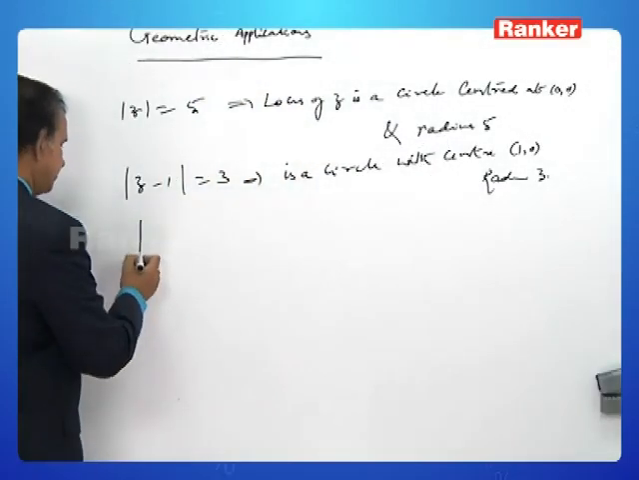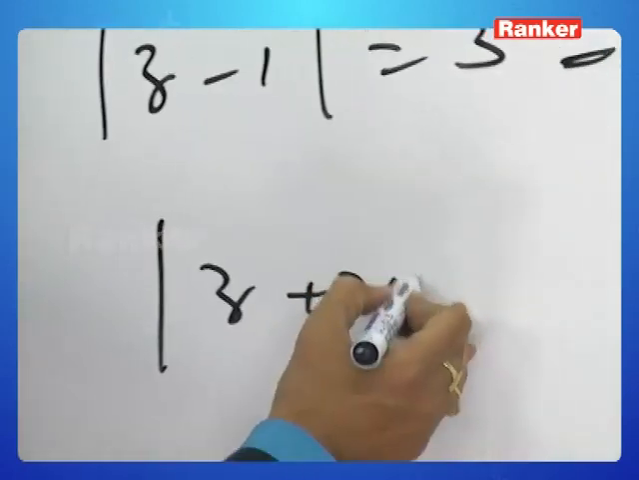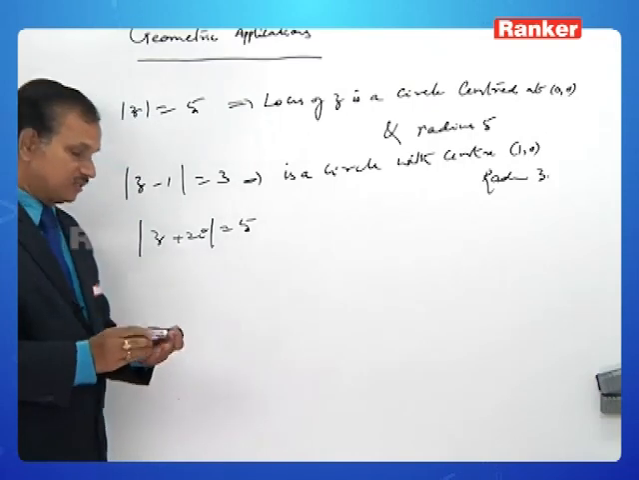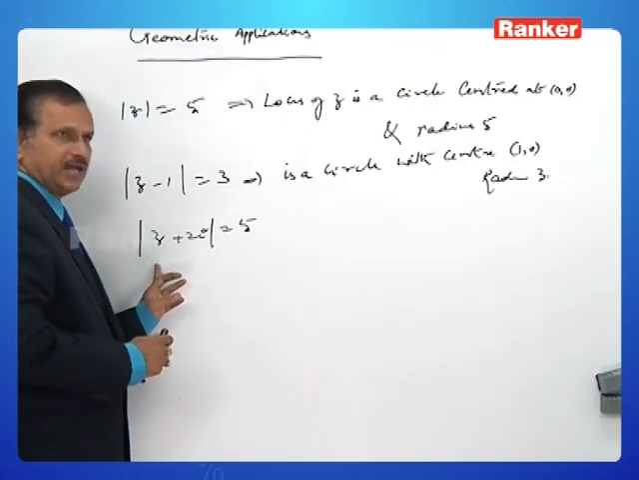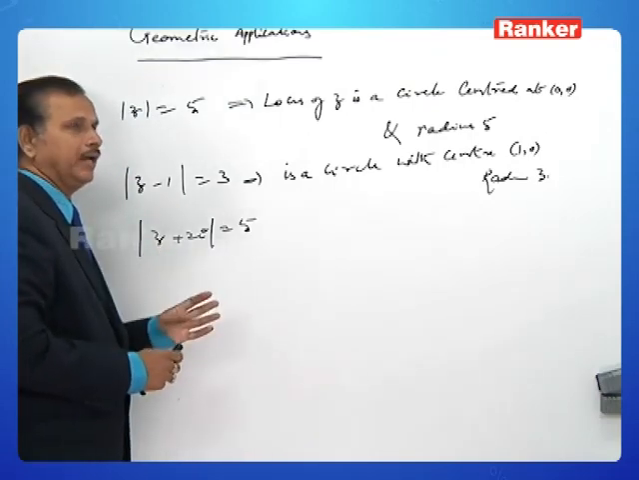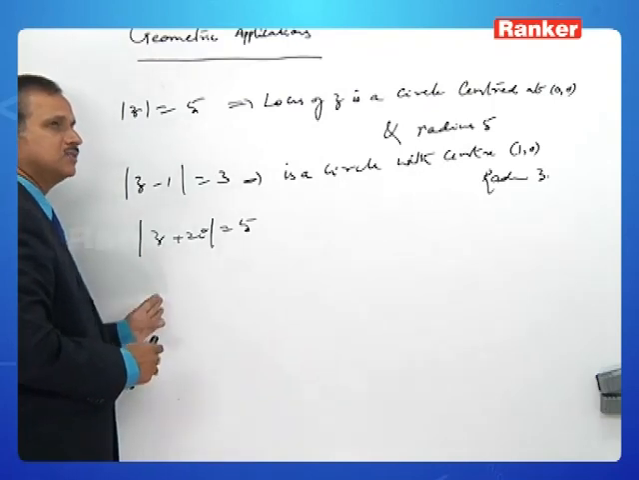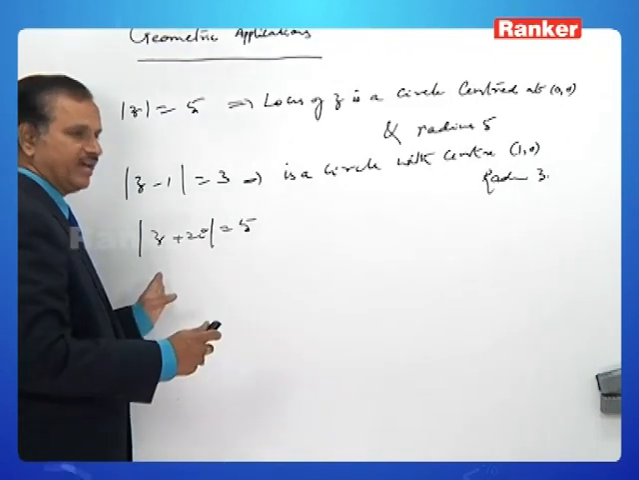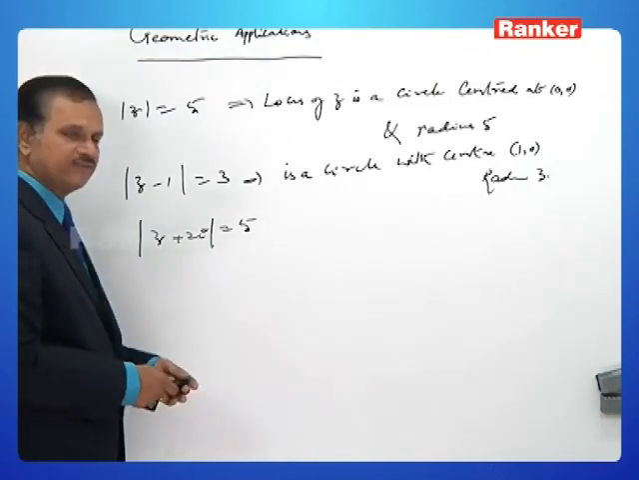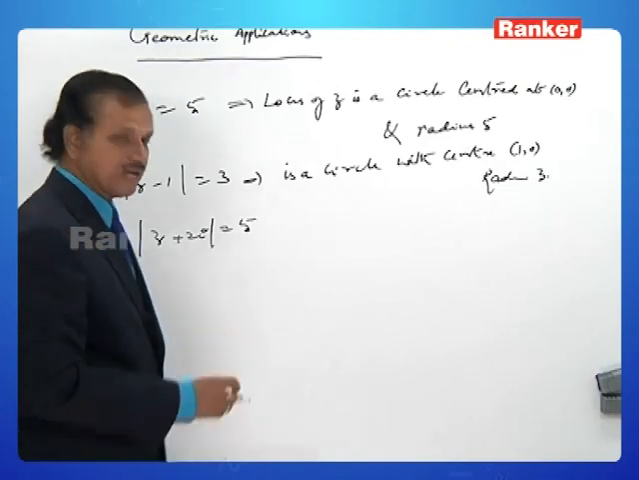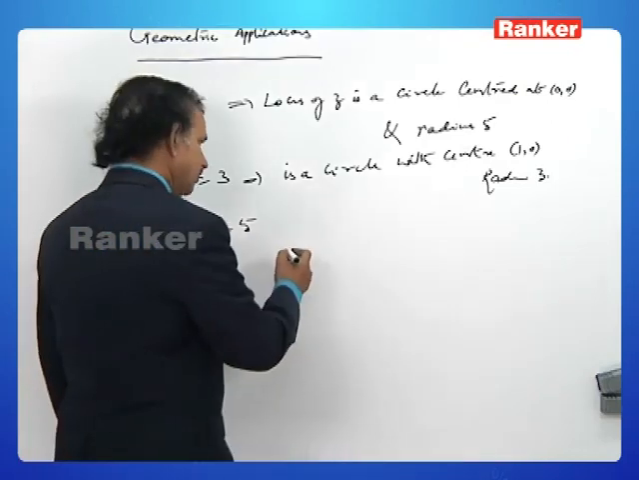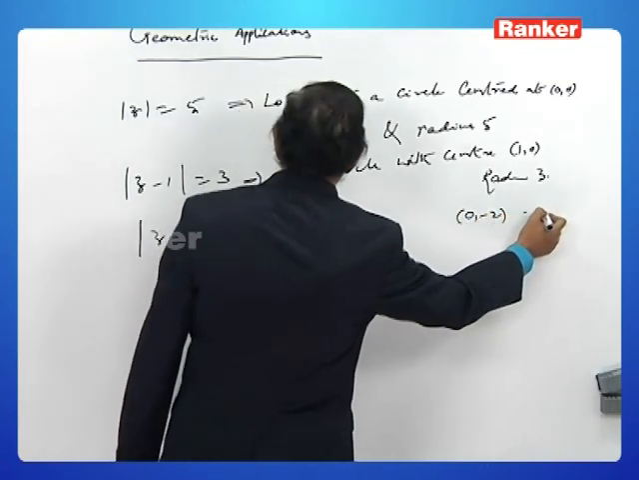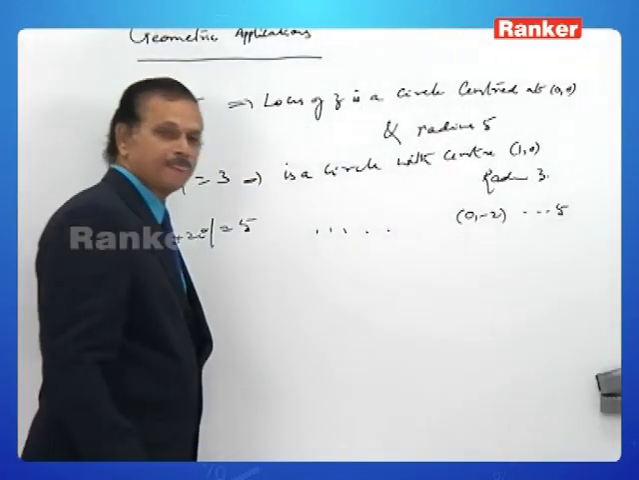What is the locus of z such that modulus of z plus 2i is equal to 5? Now imagine z plus 2i. X plus iy plus 2i means x plus (y plus 2) into i. Modulus means x square plus (y plus 2) whole square is equal to 25. So again this is a circle with center 0 comma minus 2 and radius 5.